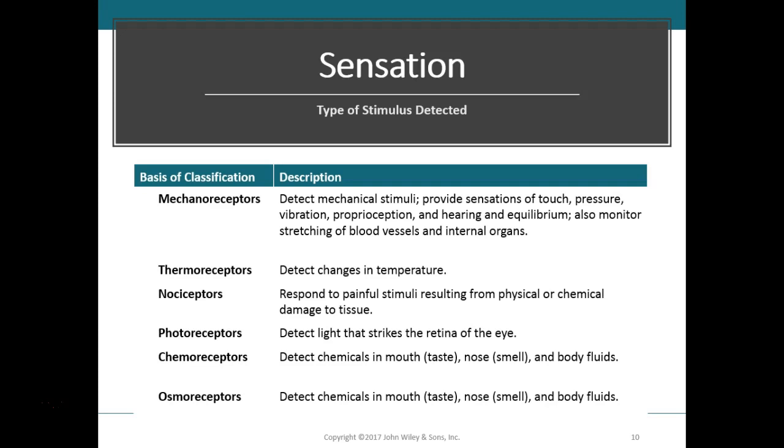And your osmoreceptors also help to detect chemicals, but I want to change this. This should not say detects chemicals, the same exact thing as on the chemoreceptors. What it should say is they detect changes in the osmotic pressure of body fluids. Osmotic pressure, remember, is related to osmosis, so that's going to be related to how much water versus how much stuff is in a solution. So if you have a saline solution and you add more salt to it, you have increased the osmotic pressure. Body fluids change as well, and your osmoreceptors detect that.